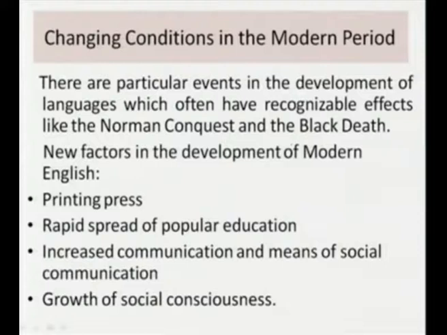Now, scholars list the changing conditions in the modern period, and let us look at this slowly and carefully. Again according to Baugh, there are particular events in the development of languages which often have recognizable effects, like the Norman Conquest and the Black Death, or the bubonic plague. Now, the new factors in the development of modern English were four. The macro ones were four; there were several others, but for our purposes it is enough to know that there were four very important socio-economic conditions under which modern English developed, particularly early modern English.